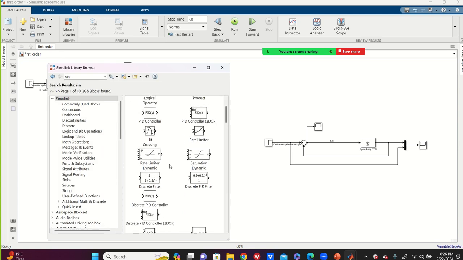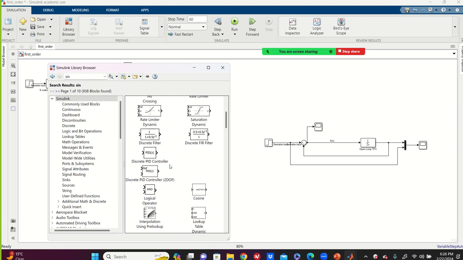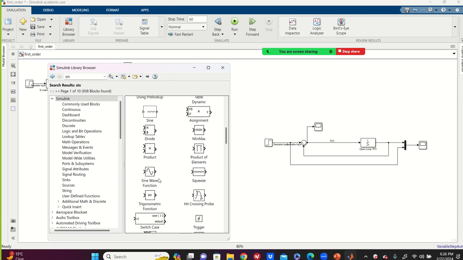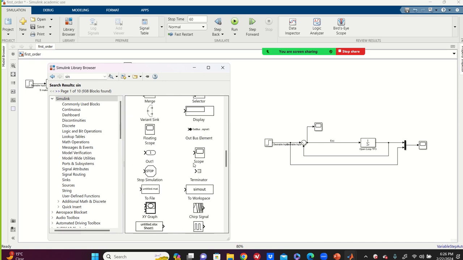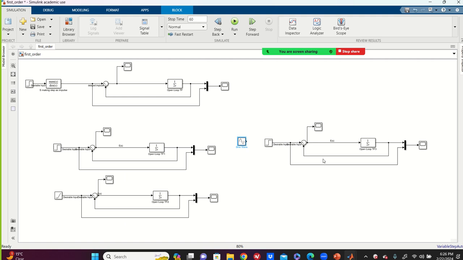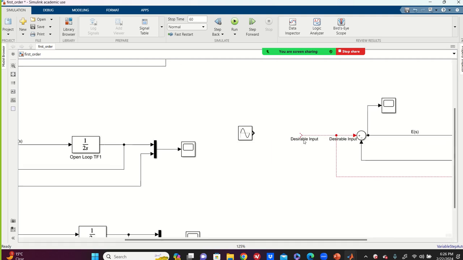A cosine, sine. Oh, sine wave function. Why is it like that? Sine wave. Okay. Here we go. Sine wave. So the input is a sine wave. Let me make this big. Here we go. The input is a sine.